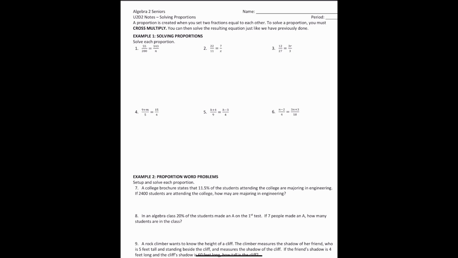All right, so Unit 2, Day 2, we're going to be solving proportions today. Now, a proportion is essentially when you have two fractions equal to each other. Now, to solve a proportion, we're going to cross multiply. Once we cross multiply and have our equation all set up, then we're going to solve using the algebra rules that we talked about in the previous lesson.